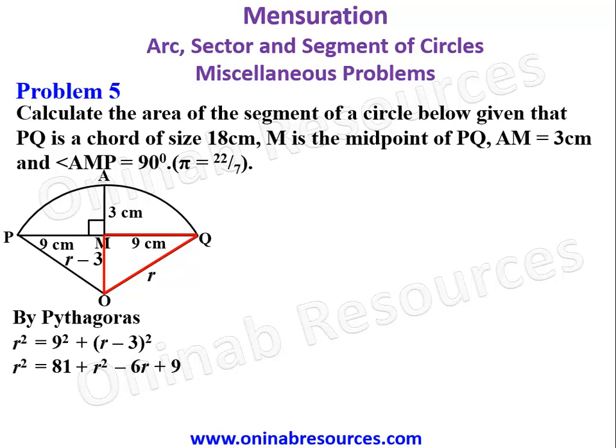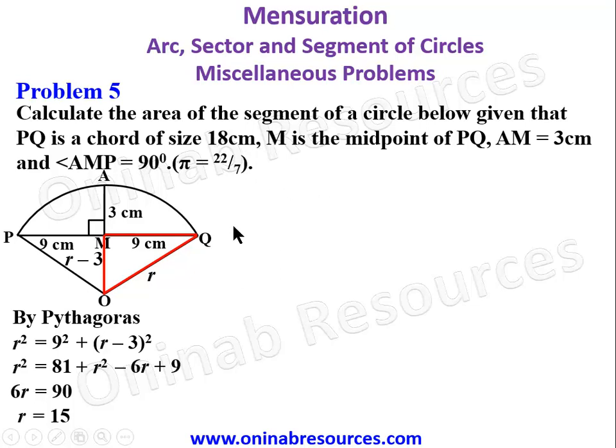If we collect the like terms now, this r squared coming to meet this r squared will be 0. Negative 6r coming to this side, we have it as 6r. Then 81 plus 9 gives 90. Dividing both sides by 6, 6r divided by 6 gives r, and 90 divided by 6 gives 15. So the radius is 15 centimeters.